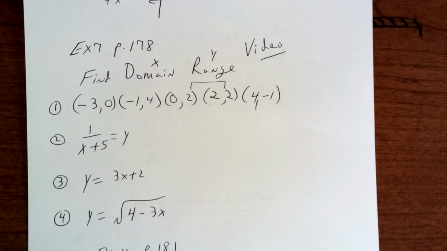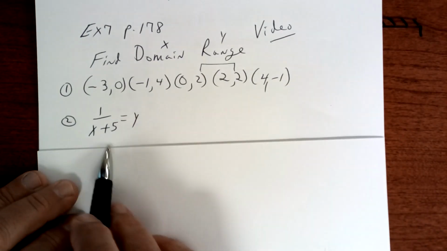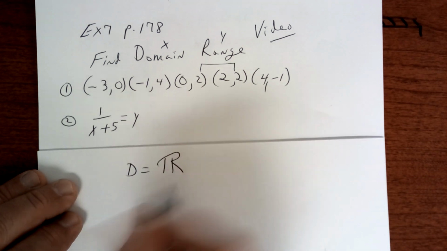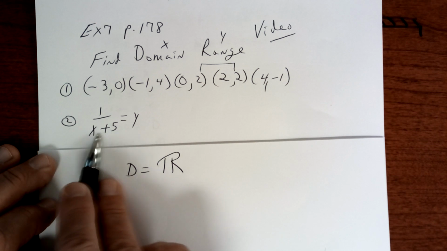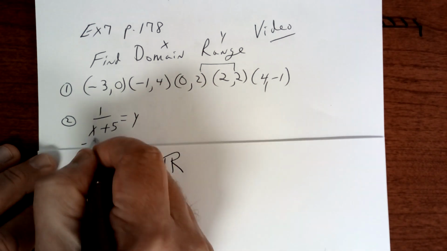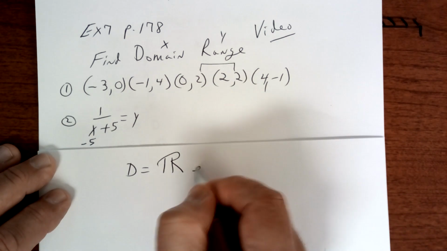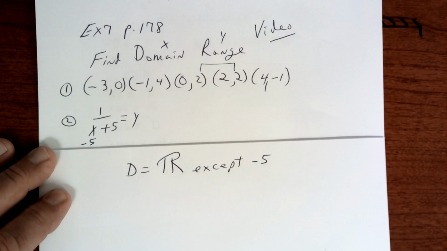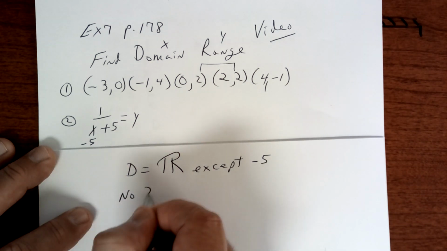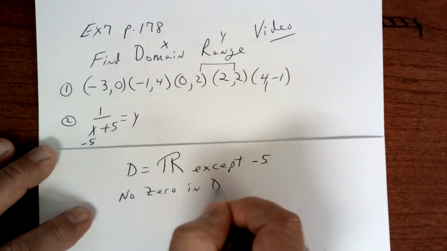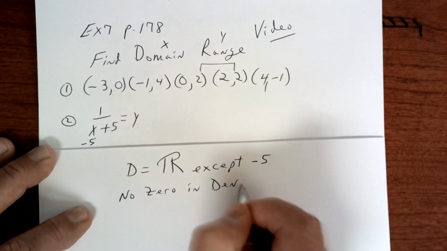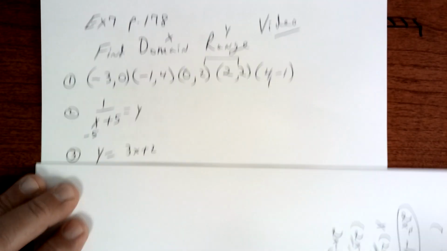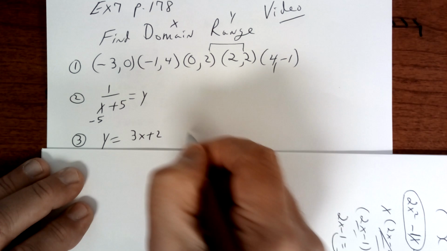Let's take a look here. On this one, the domain is all real numbers. You can put anything in here, but you can't have a 0 in a denominator. So if it's -5 here, you would get 0. So except -5. You can't have 0 in a denominator. Write that down. No 0 in denominator. Okay, let's go to this one. This one right here, anything works. There's no problems here, so this one is all real numbers.